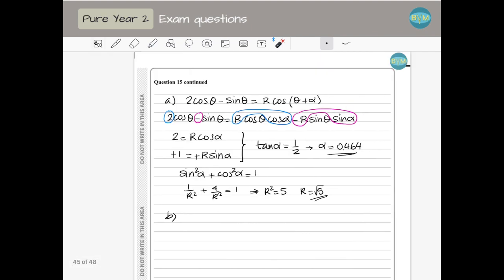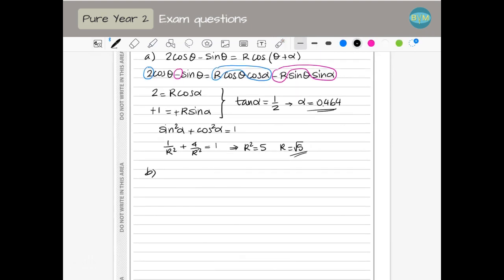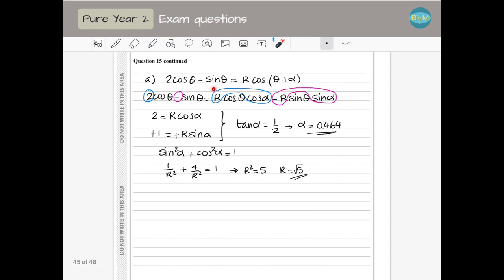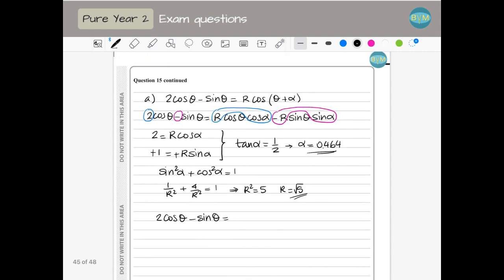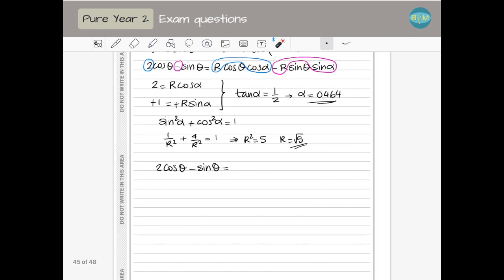So I didn't write it, but this thing that I found before means that I can express 2 cos θ minus sin θ as R cos(θ + α), where R is root 5 and α is 0.464. So this is helping me to write this expression like this one.